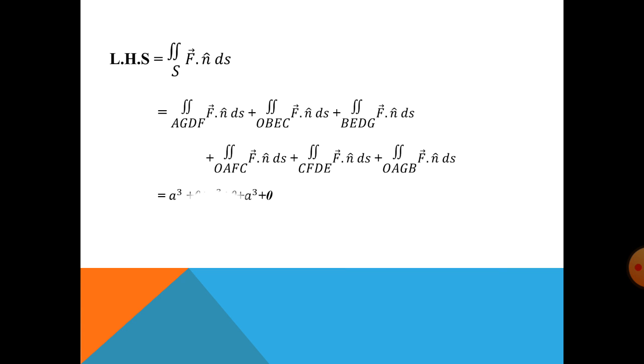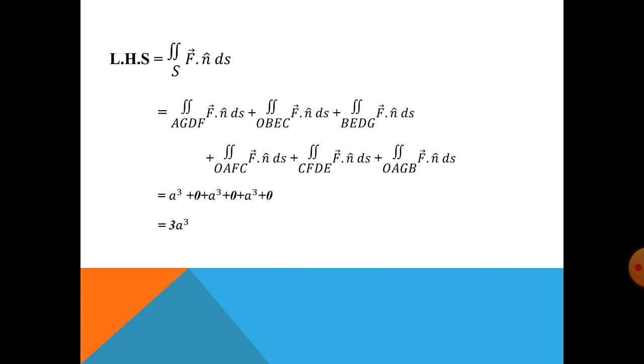So we split the surface integral into 6 faces. For the faces AGDF, BEDG and CFDE, we get a cube. And for the other faces, we get 0. By adding all those faces, we get 3a cube.